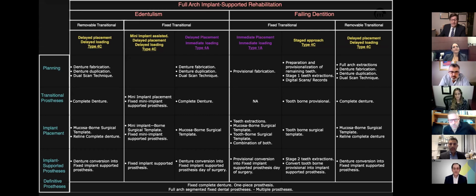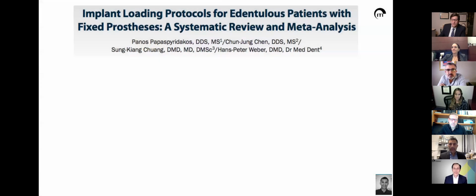immediate placement and immediate loading, type 1A. A staged approach, meaning you keep some teeth, place the implants, and those teeth hold the prosthesis, or do the extractions, give the patient a denture, and place the implant, would be type 4C for delayed placement and delayed loading. And all those are the options that we will address in detail in the coming episodes of this webinar series, with clinical tips, exercises, and clinical cases to demonstrate these phases.